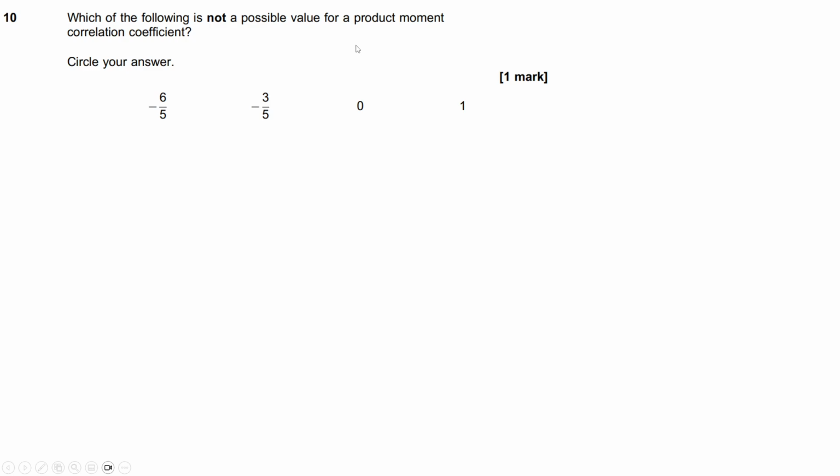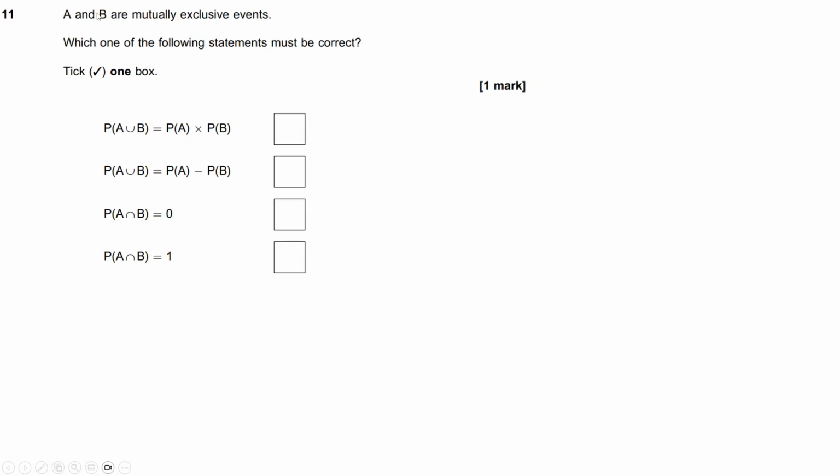We're on to the stats section now. So the product moment correlation coefficient is a value which is between -1 and 1. So if it's either perfectly negative or perfectly positively correlated. So this here is the only one which is outside that range. It's -1.2, so this must be incorrect.